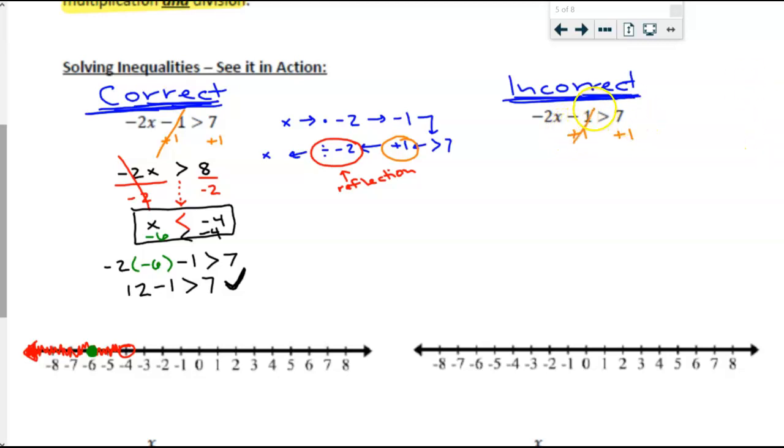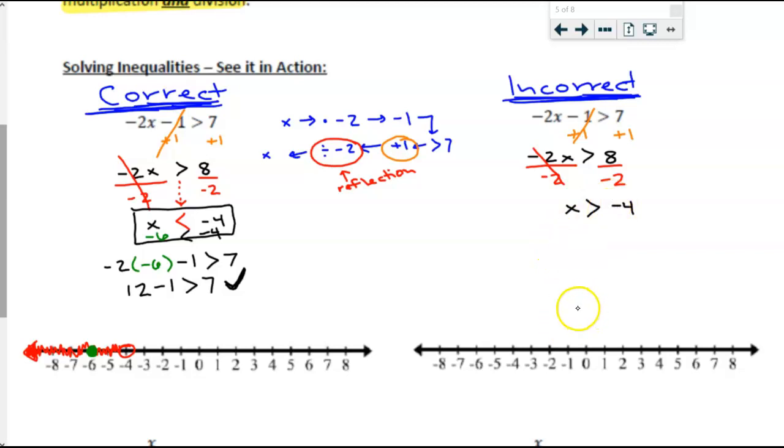Adding 1 zeroes out the subtracting 1. So I have -2x is greater than 7 plus 1 is 8. The next step, still going to use that same flow map. We're just dividing each side by a -2. However, even though I'm dividing by a negative, and the rule says I need to flip it, let's make the mistake where we don't flip it. X is greater than 8 divided by -2 is -4.